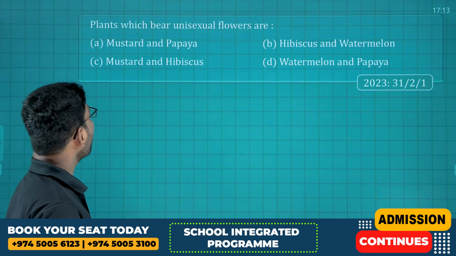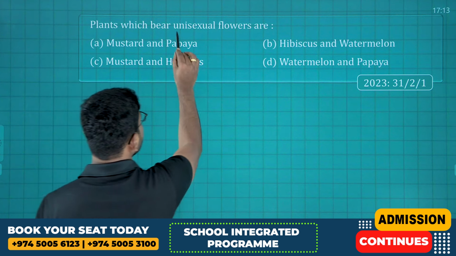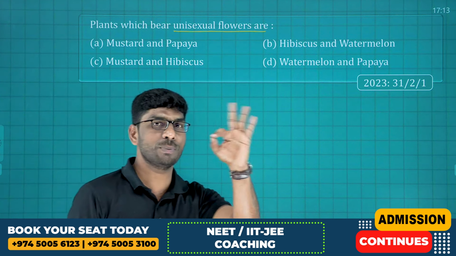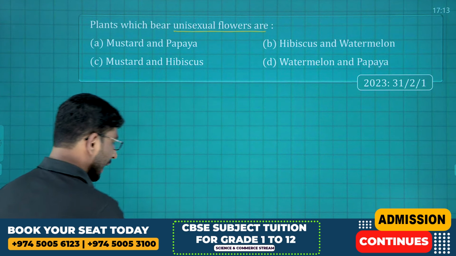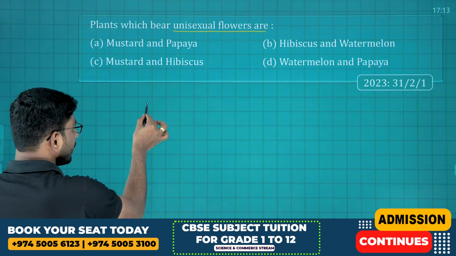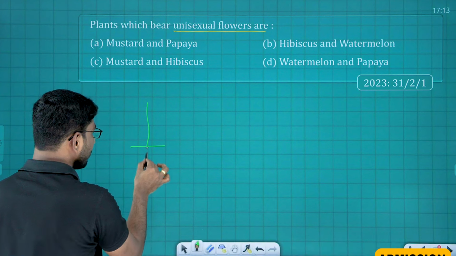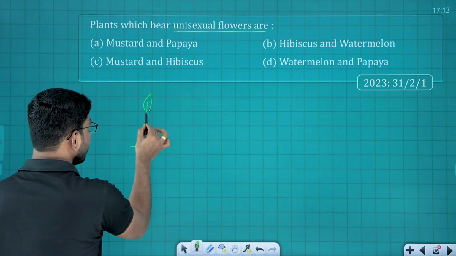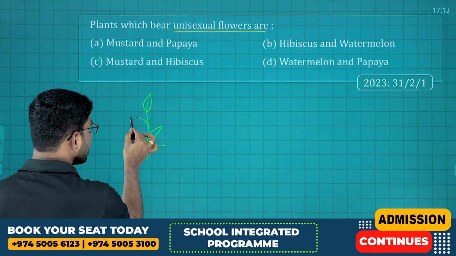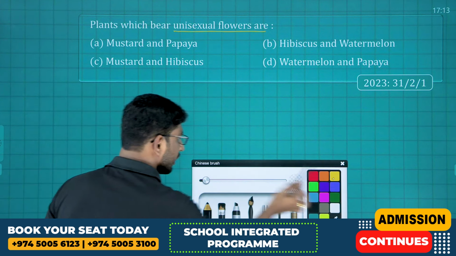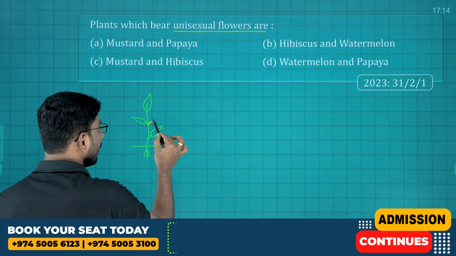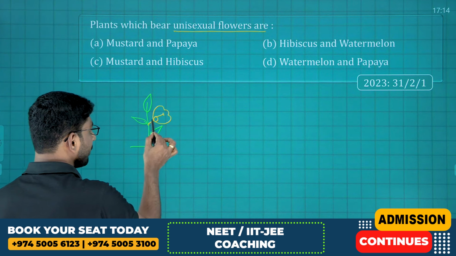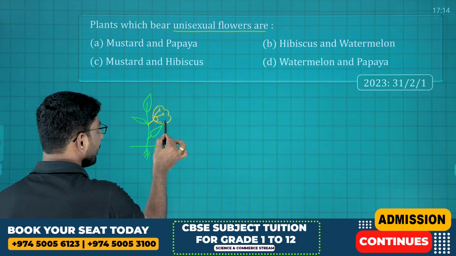2023. Plants which bear unisexual flowers. Important. You need to focus on this question. Carefully listen. I'm taking one plant. Look at it. This is one plant. Now on this plant, there are flowers. Look here. The flowers are actually bisexual flowers. I'm drawing one flower here. A gynoecium is there. That means carpel is there. And stamens are also there.